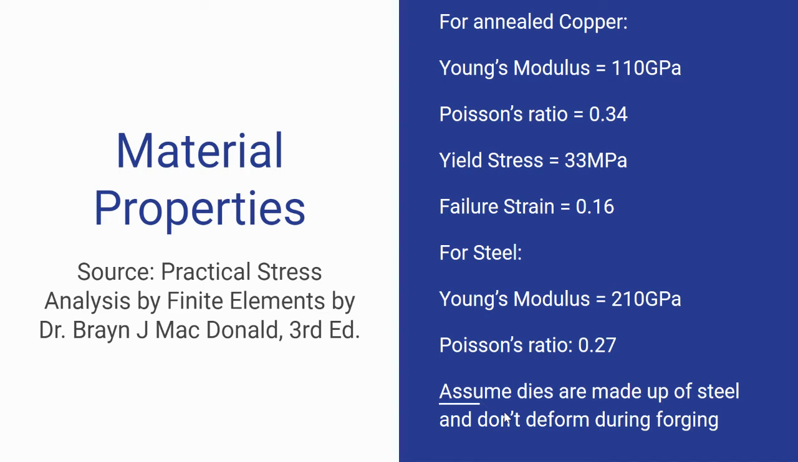The material properties that are used: the source for all this information is the book Practical Stress Analysis by Finite Elements by Dr. Brian J. McDonald. For annealed copper, the Young's modulus is 110 GPa, Poisson's ratio is 0.34, yield stress is 33 megapascal, failure strain is 0.16. For the die steel that we are using, that is tool steel, Young's modulus is 210 GPa, Poisson's ratio is 0.27, and we assume that dies are made of steel and do not deform during forging. So this is our assumption.